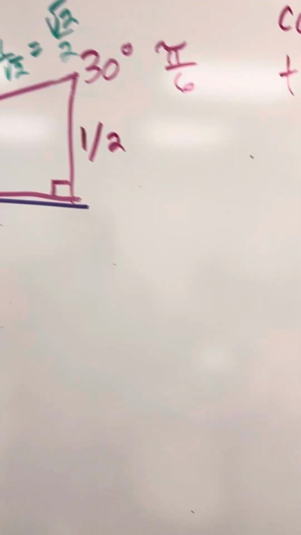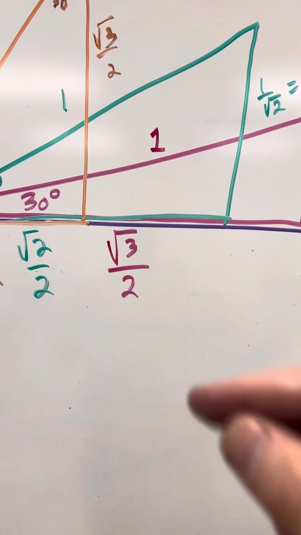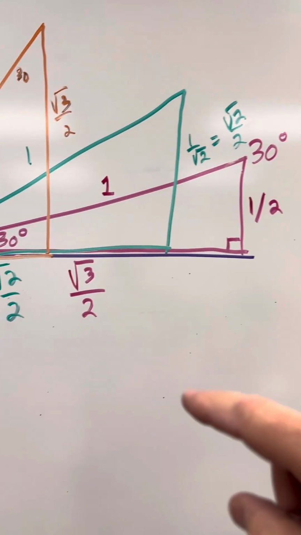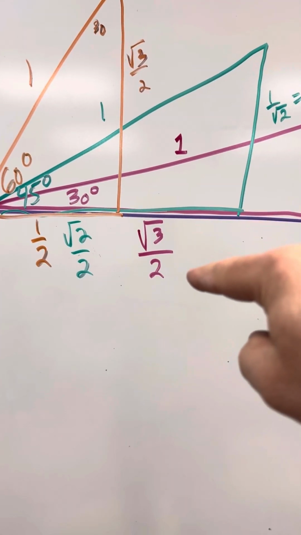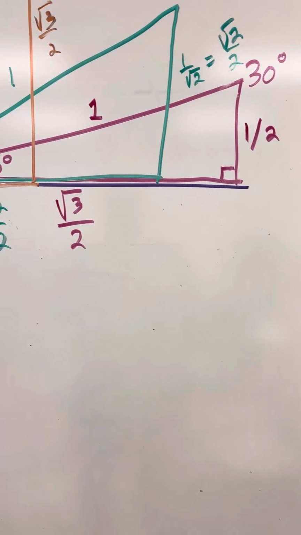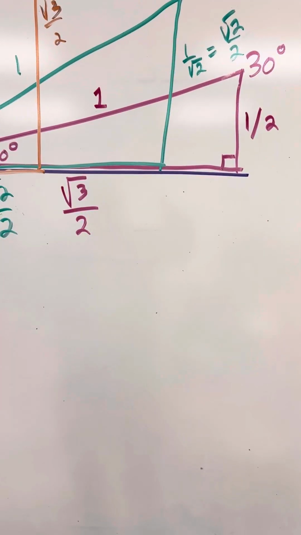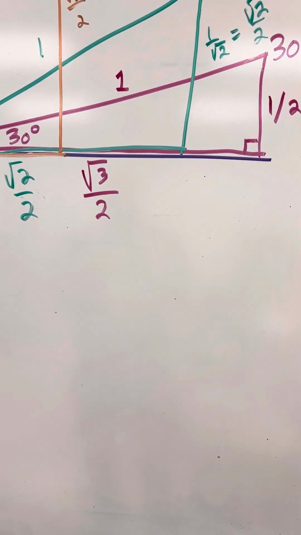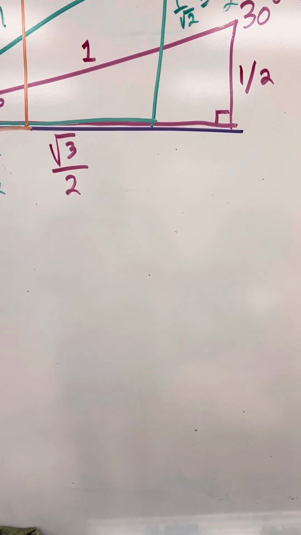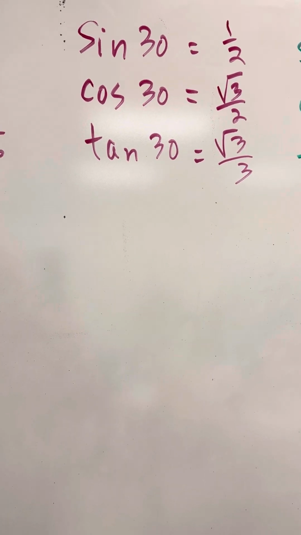So what's the sine of 30? Sine of 30 is 1/2 over 1, opposite over hypotenuse, which equals 1/2. Cosine of 30 is adjacent over hypotenuse, or square root of 3 over 2 over 1, which would be square root of 3 over 2. Tan would be opposite over adjacent, or 1/2 divided by square root of 3 over 2. That winds up being square root of 3 over 3, okay?